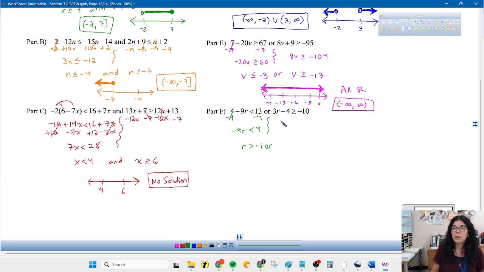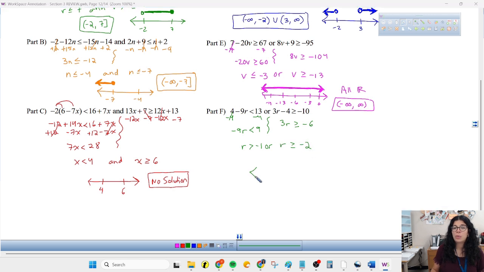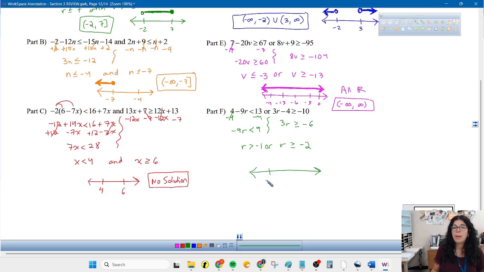And then on the inequality on the right, add 4 on both sides. We get 3r is greater than or equal to negative 6. Divide by 3. r is greater than or equal to negative 2. So, which numbers are going to be more than negative 2 or more than negative 1? Well, the numbers that are more than or equal to negative 2 are also more than negative 1. So I can just say that this is the numbers that are greater than or equal to negative 2. So the solution would be negative 2 to infinity.